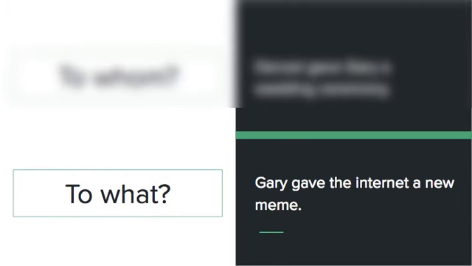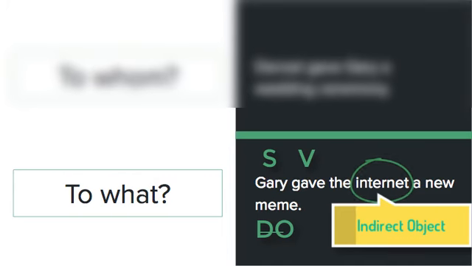Let's look at another example that answers the question to what? Gary gave the internet a new meme. Gary's our subject. Gave is the action verb. What did Gary give? A meme. Okay, so meme is the direct object, but what did he give that meme to? Well, he gave it to the internet. So internet, in this example, is an indirect object.